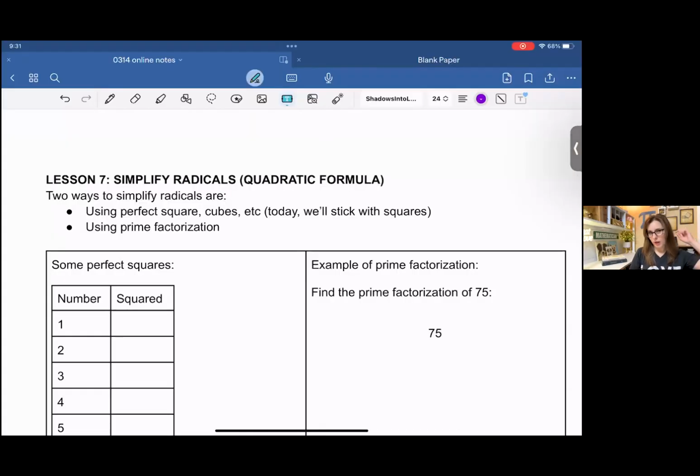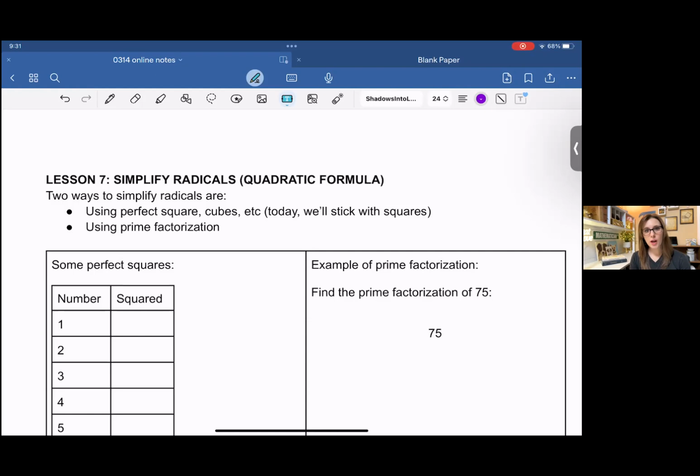Hey y'all, in this lesson, I'm going to teach you how to simplify radicals. Specifically, we're going to focus on square roots so that you can have help with simplifying in the quadratic formula. There are two really popular ways I've seen, and I teach, to simplify radicals or square roots in this case. You can use perfect squares or prime factorization.